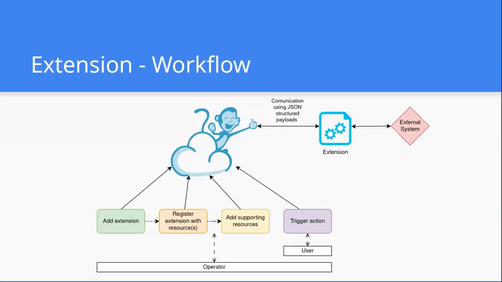The workflow would look something like this. You add an extension, then register the extension with a resource, add the supporting resources, then the user triggers an action, and then there is a communication happening. CloudStack is sending the data to your script in JSON format, and then your script does the needful, connects to I'll demo Proxmox, but can be anything you want.